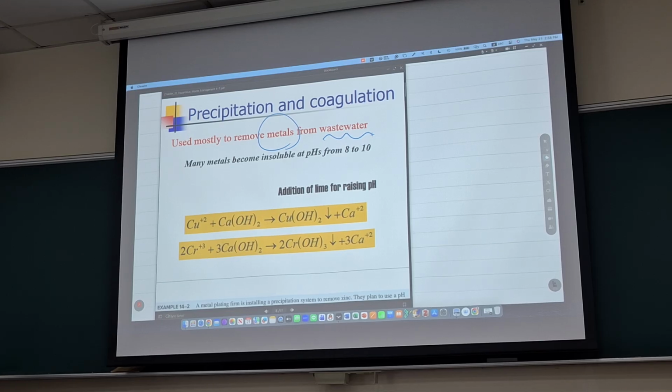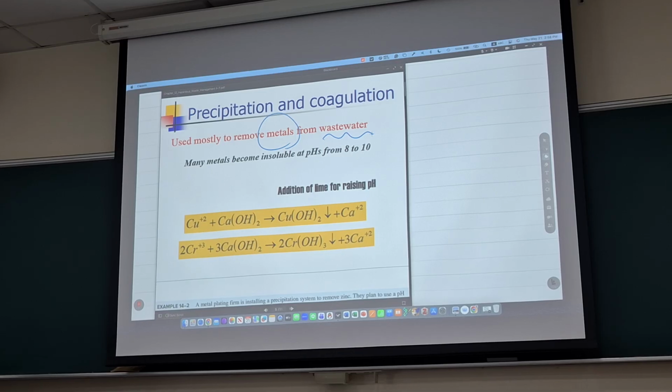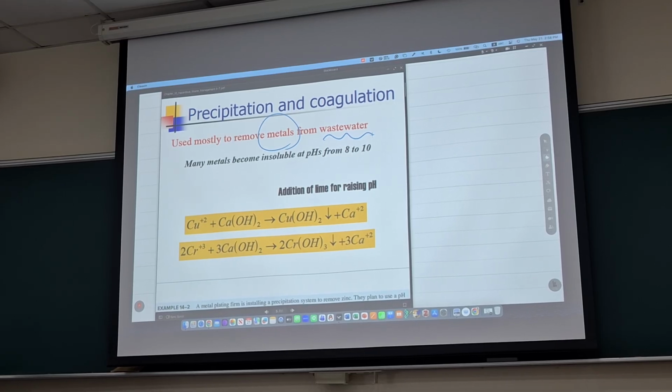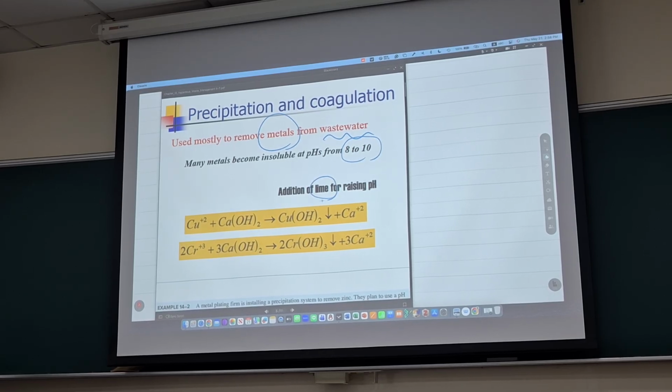Because the metal ions dissolve in acidic water, but they become insoluble when you adjust the pH to 8 to 10. So you can add lime. Lime is Ca(OH)2, calcium hydroxide. You can add lime to increase the pH value.